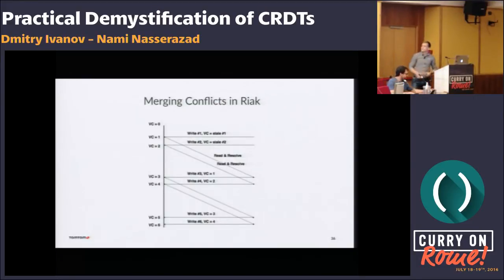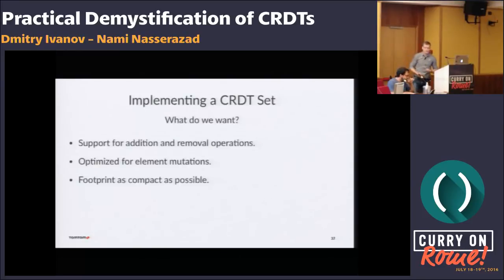Let's try now to implement a CRDT set that will meet our needs. So, what are our needs, actually? We want to have a replicated collection of favorites that will allow us to add elements to that collection on different replicas, to remove elements, and to have a more or less efficient way to mutate elements in that collection. And as Nami said already, the footprint of the collection, the data that we are going to send over the wire, we expect it to be reasonable because we have network bandwidth limitations.